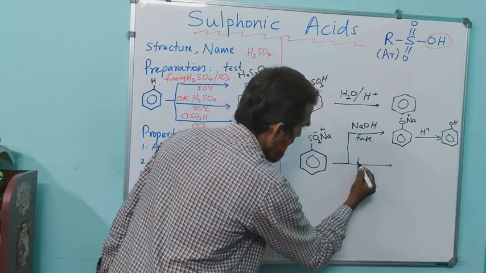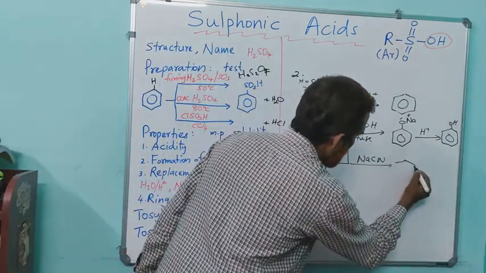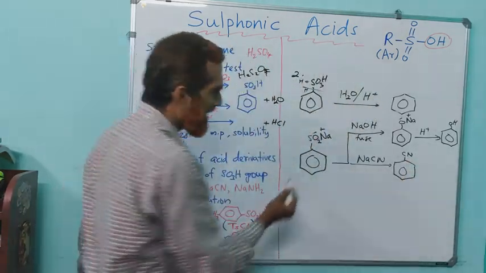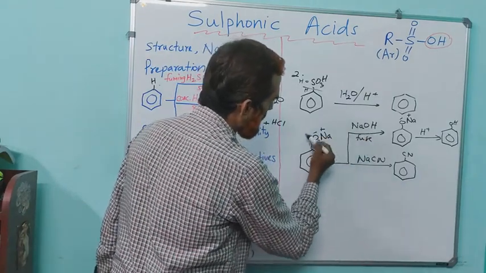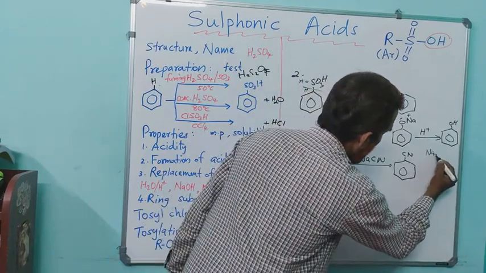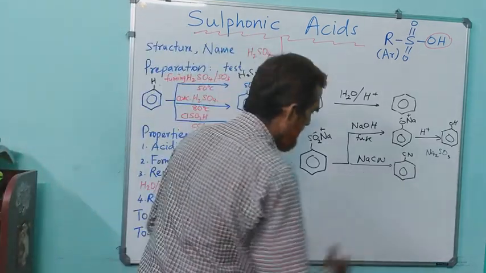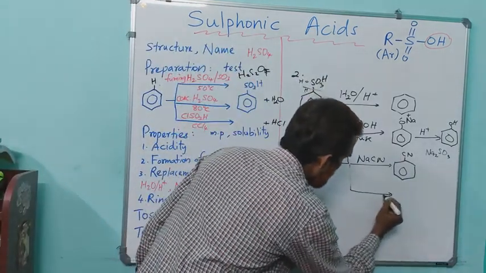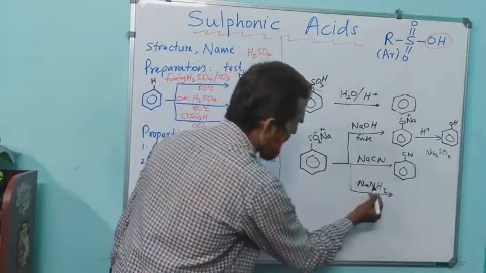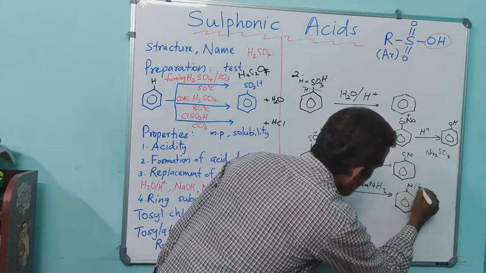Next is, if you are fusing with NaCN, directly CN will come in place. You get benzonitrile. What about the byproduct here? It's interesting. This will form sodium sulfite. In all cases, you will have Na2SO3 as the byproduct. So this is benzonitrile. If you are treating with NaNH2 sodamide, you will be getting this replaced by NH2. That means you are getting aniline. Very good reactions. Aniline is obtained.